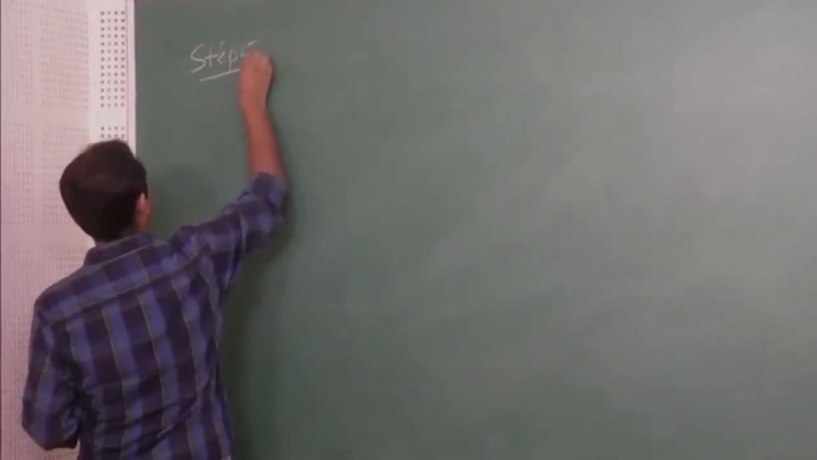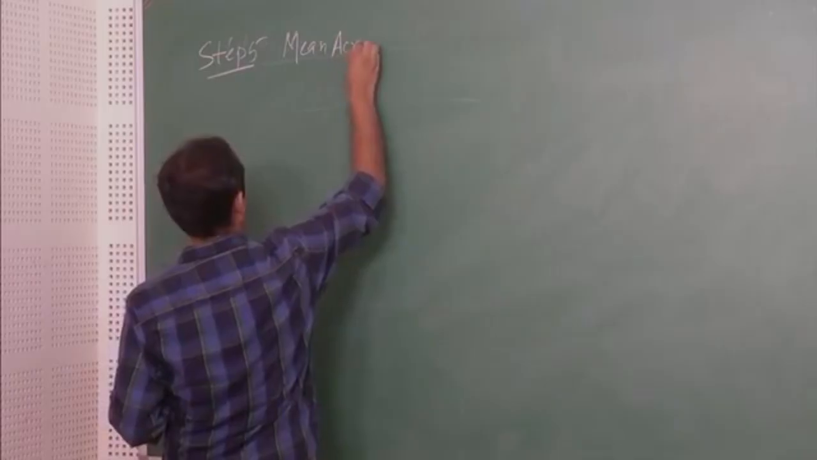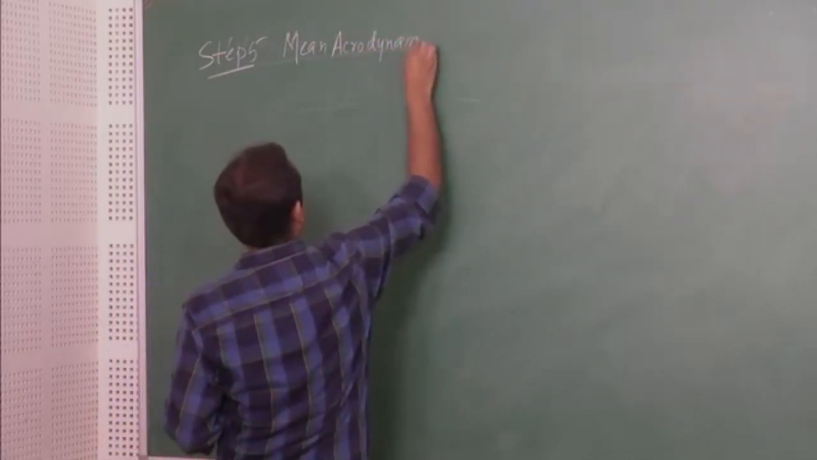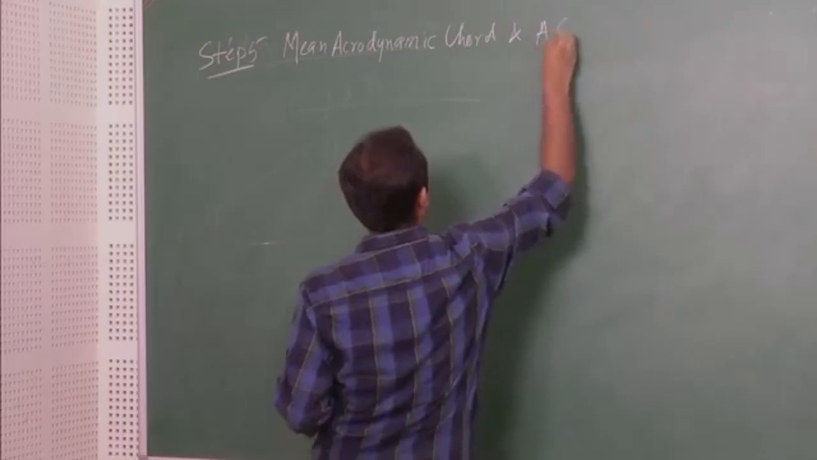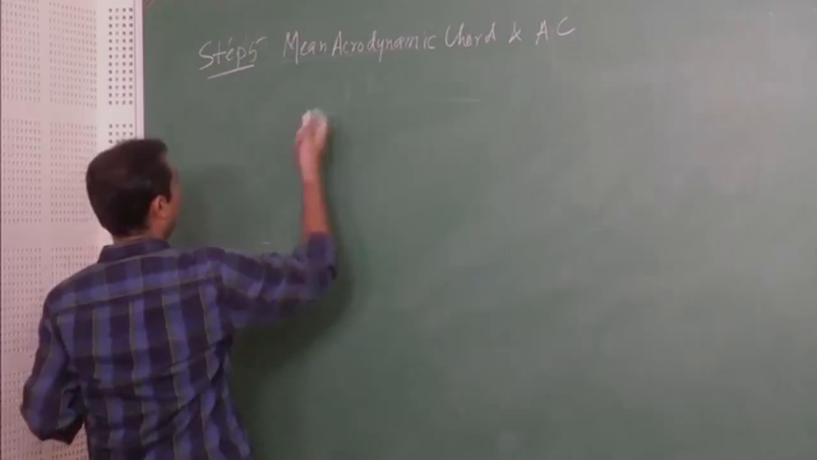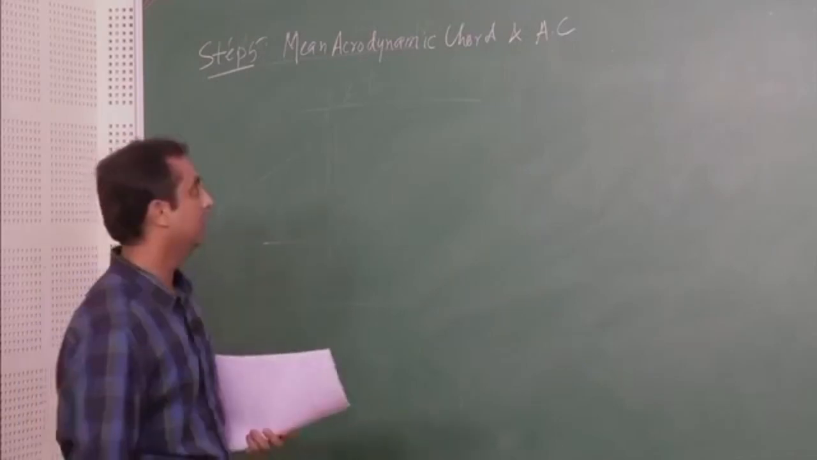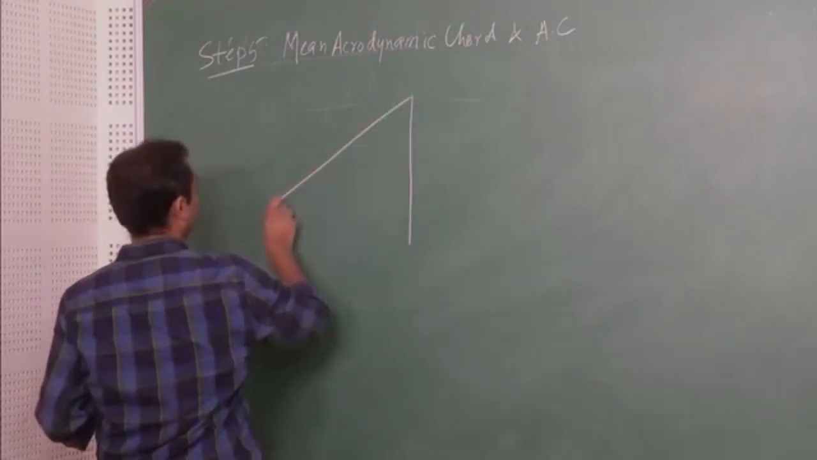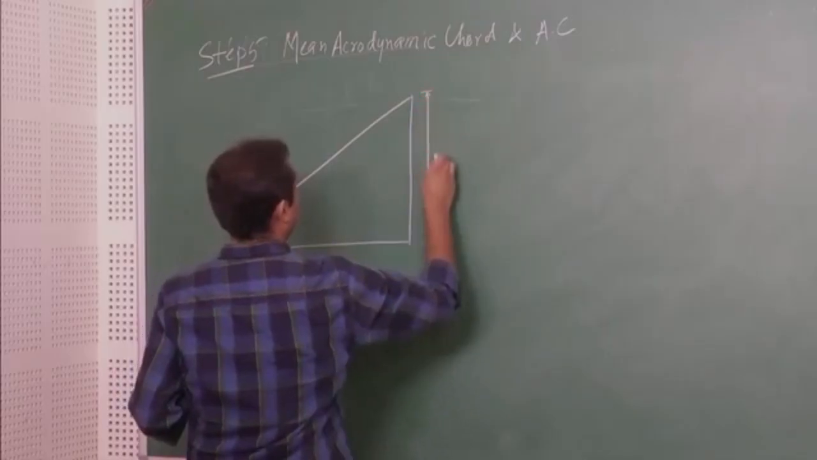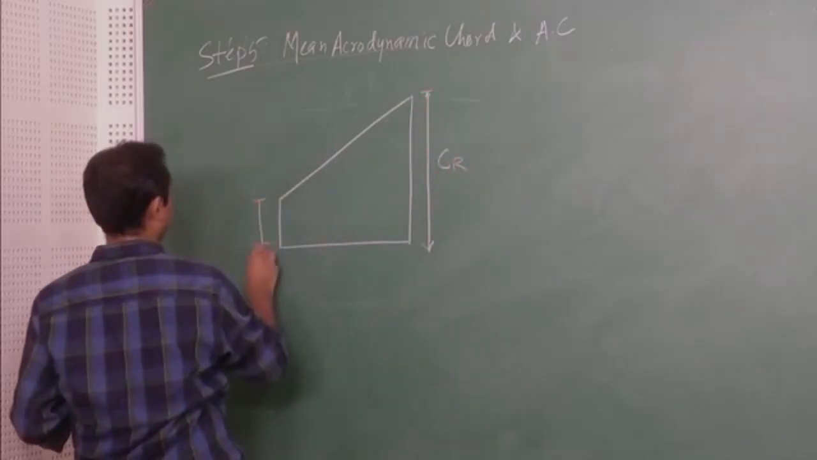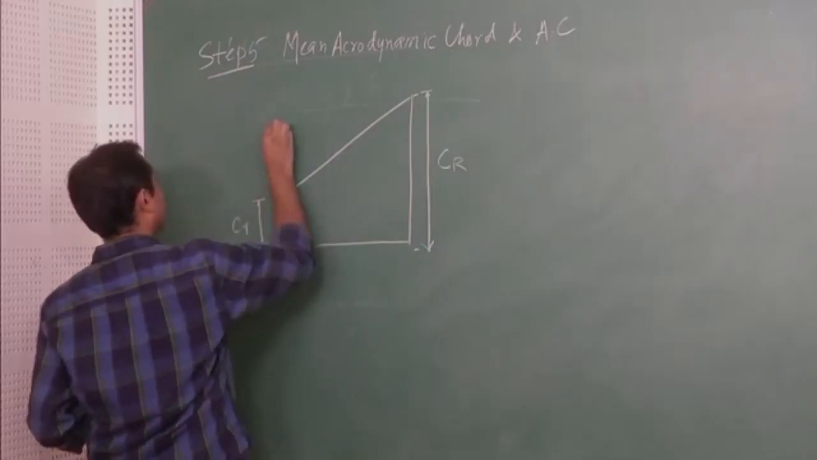Step 5, mean aerodynamic chord and aerodynamic center. In order to calculate mean aerodynamic chord, there are two ways. You can either use a geometrical method or you can use a formula. In the geometrical method, you know the tip and root chords. This is your root chord. This is your tip chord. Measure this length and extend this.